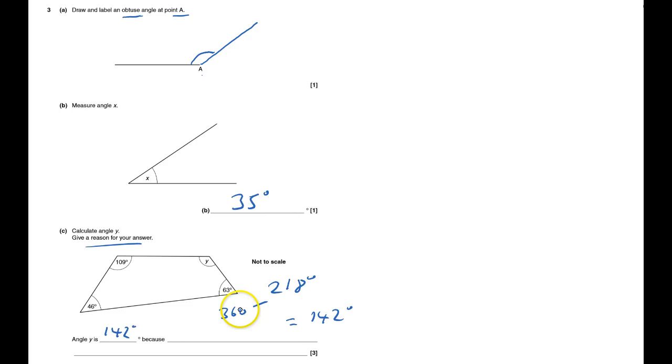Don't forget, you've got a calculator. You need to give a reason, because angles in a quadrilateral, that's a four-sided shape, add up to 360 degrees. That's question three done.